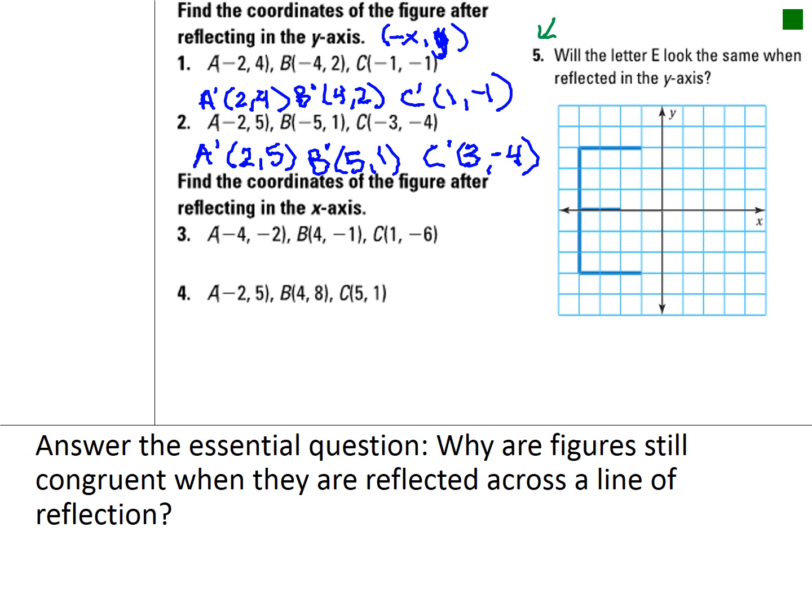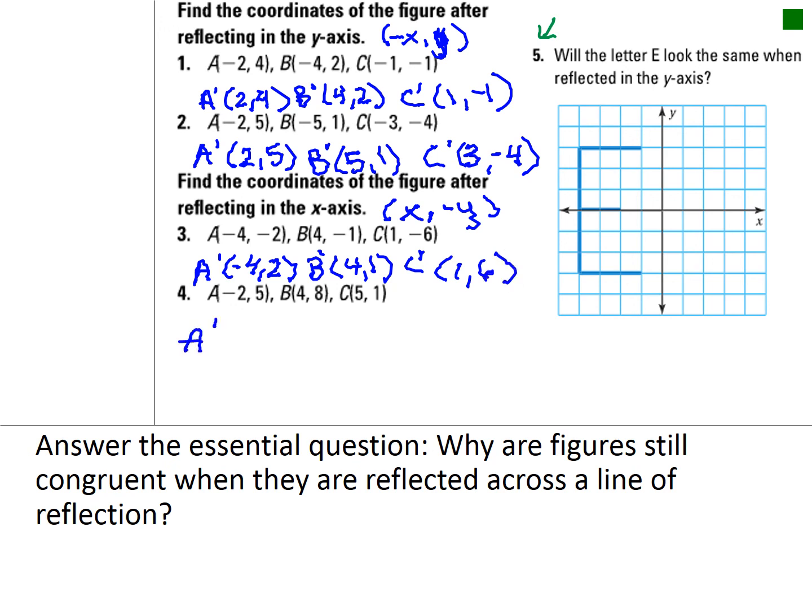When you reflect in the x-axis, you change the y because you're moving up or down. Y is always up or down. All right, so A's image for this one is going to stay negative 4, opposite of negative 2 is positive 2. B's image, 4 is going to stay the same, and the opposite of negative 1 is positive 1. C's image, oh, don't forget apostrophes, is 1 stays the same, and the opposite of negative 6 is positive 6.